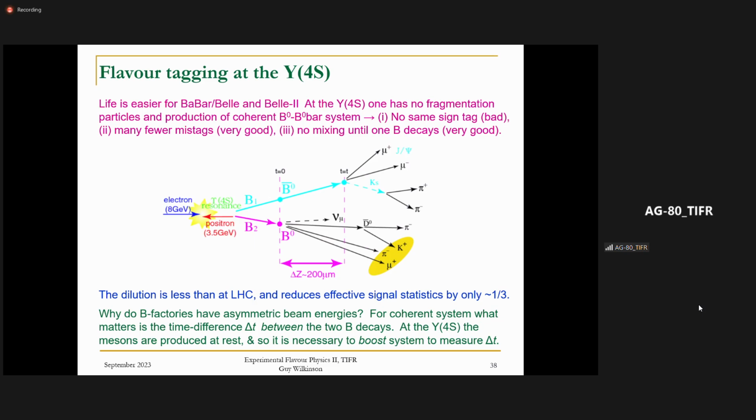I'm not going to take 5 minutes explaining it now in the lecture, but that's a specific consequence of quantum entanglement and the quantum numbers of how these B's are produced, right? So it's a very beautiful feature of doing B physics at the epsilon 4s. It's a very practical manifestation of the EPR paradox.